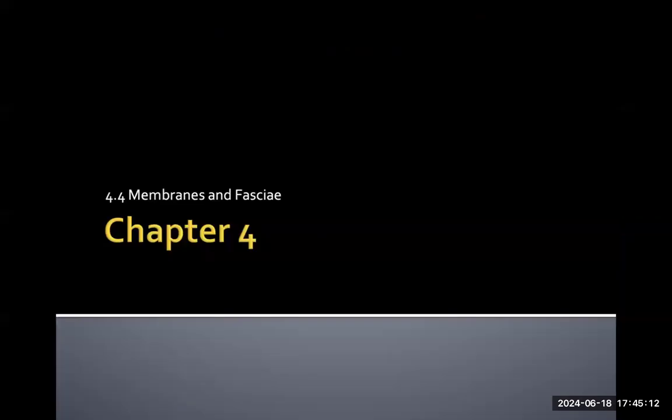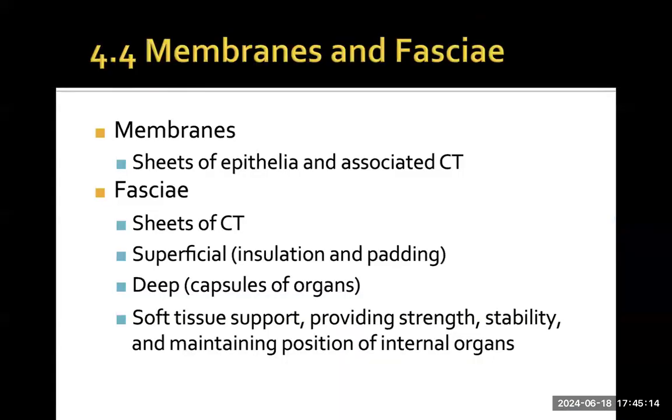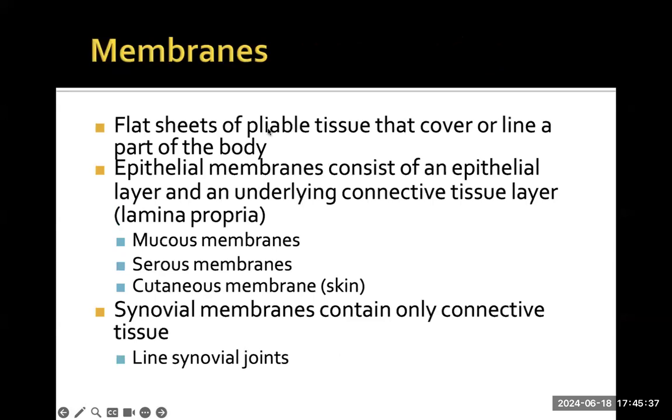And that takes us all the way into our membranes and fascia. So we have different types of membranes that line our body, which are going to be sheets of epithelia with associated types of connective tissue. And then fascia is going to be a sheet of connective tissue that's either going to be deep in the body, close to the surface, and it has the ability to support our soft tissues, help with strength, stability, and maintaining posture. So again, these membranes, they're flat sheets of pliable, which means easily movable tissue that's going to cover or line a part of the body.